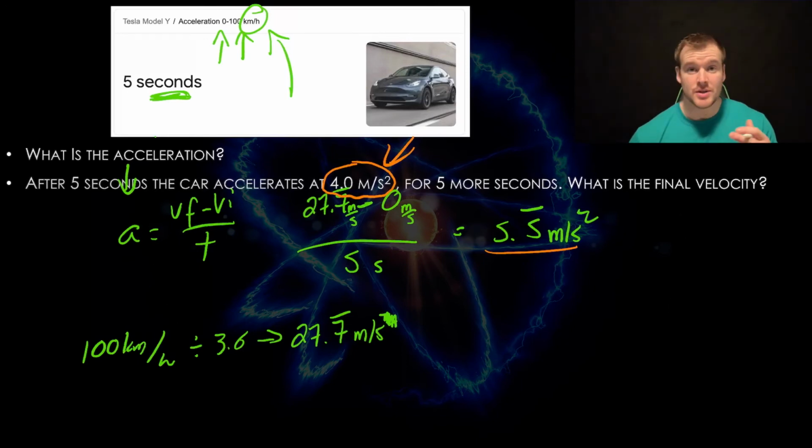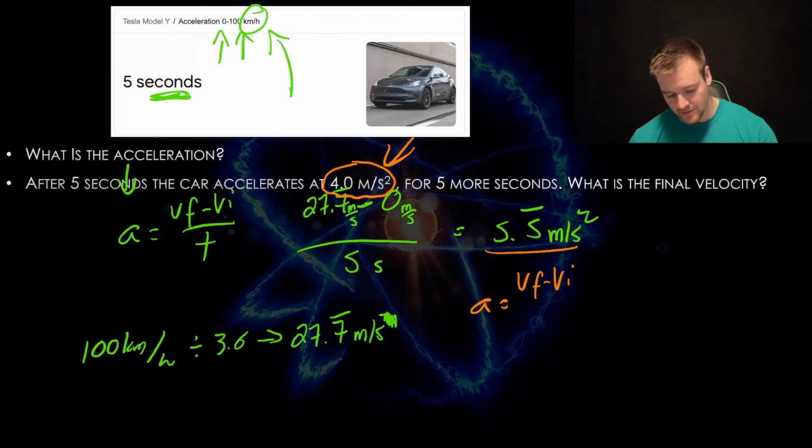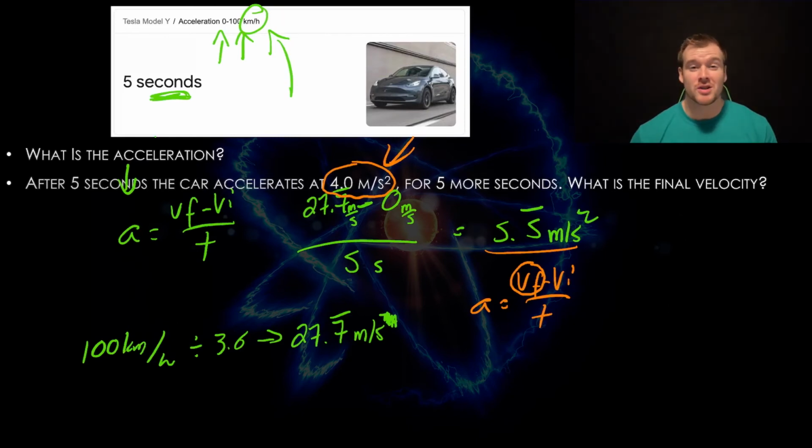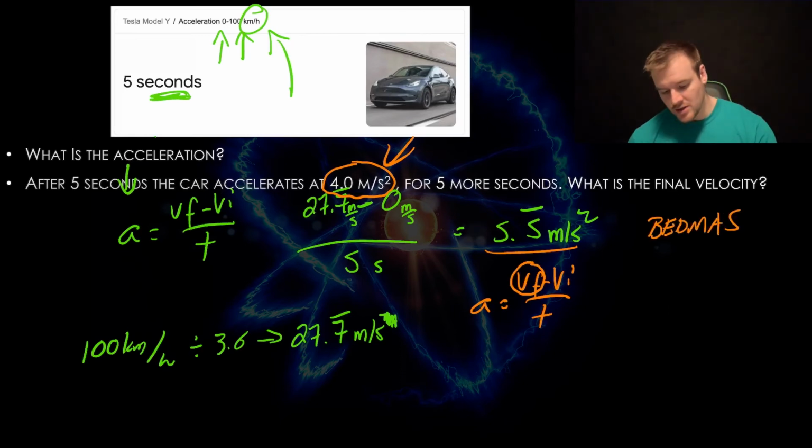Okay, so this is accelerated motion. So I have to write a = (vf - vi) / t. But now it's not asking me for the acceleration, it's asking for the final velocity, which is right here. Now we have to rearrange this formula. Just a reminder that rearranging formulas is really similar to solving algebra questions. We want to follow BEDMAS, and that's when you're solving an equation.